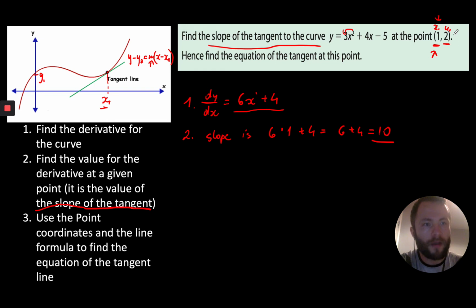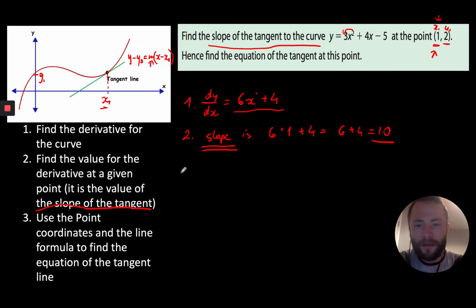So again, I know the point where I'm looking for the tangent, so I'm taking a look at the x coordinate of that point. I'm going to take that x coordinate and put it into my derivative. The derivative for this function is 6x plus 4. So when I put number 1 into 6x plus 4, I'm getting 6 times 1 plus 4, which is 10. And this is the slope of the tangent line.